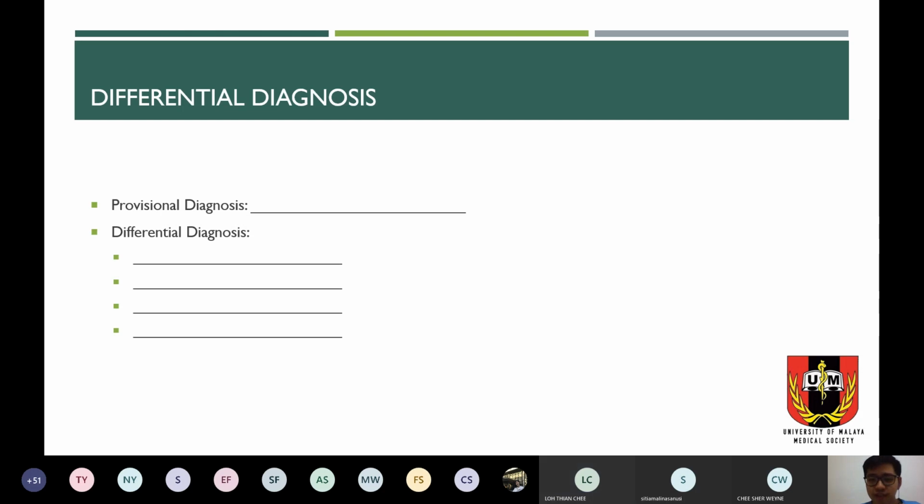Okay, so anyone want to try a provisional diagnosis? It's the best part. What do you think is the provisional diagnosis for this patient, with the history and the physical examination findings? Anyone wants to try? Okay, yes, Edward. Sort of thinking of a left pleural effusion. Left pleural effusion? The percussion is hyperresonant.